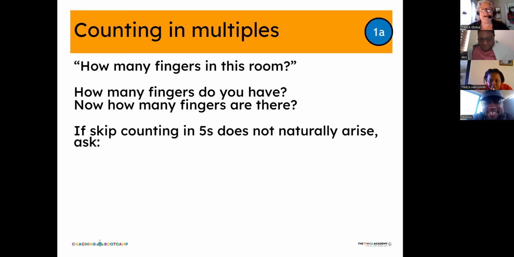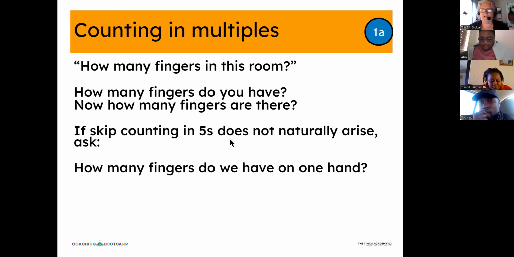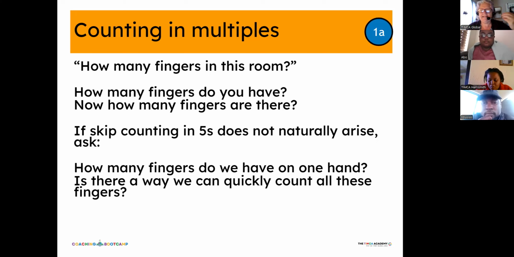And we would hope that somebody would start skip counting in 5s so that we could make a note of it and say, oh, look, somebody's counting in a different way. But if it doesn't come up, then we can always ask, how many fingers have we got on one hand? We've got 5. And is there a way that we can quickly count all of the fingers? Remember we did this thing about doing things in a quicker way when we were doing addition and subtraction. Is there a way we can do this quicker? Maybe we can count in 5s. We can count in 5, 10, etc.